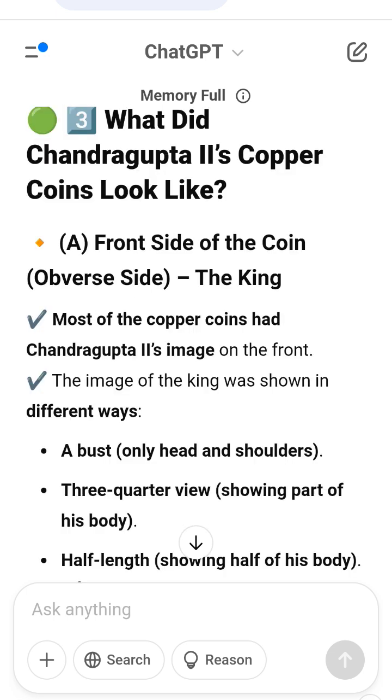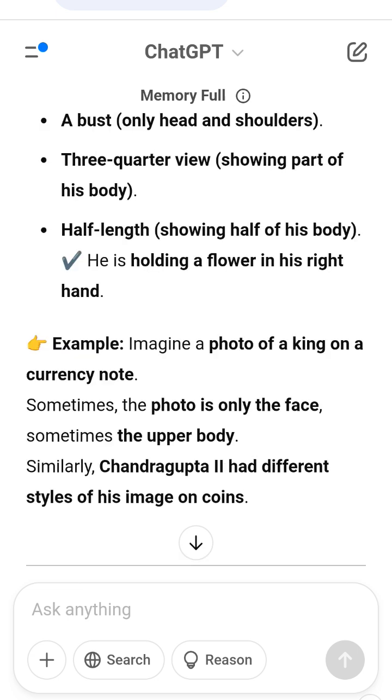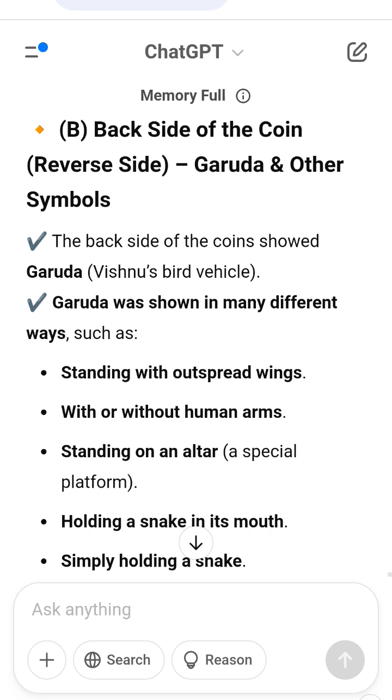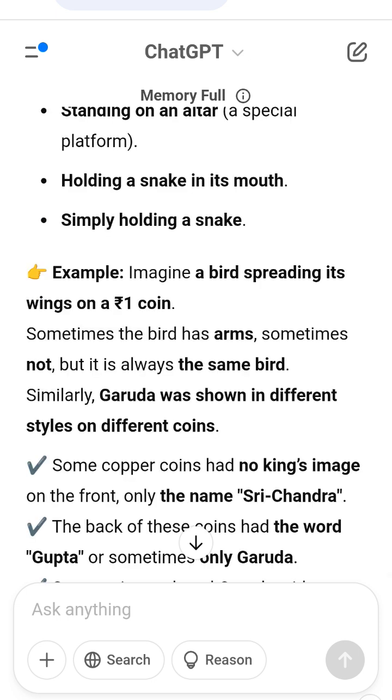Example, imagine a school principal called the best leader, the most intelligent, the strongest. Each title shows something special about him. Similarly, Chandragupta II used different titles to show his greatness. His son's inscription called him Svayamapratiratha, meaning unstoppable in war.